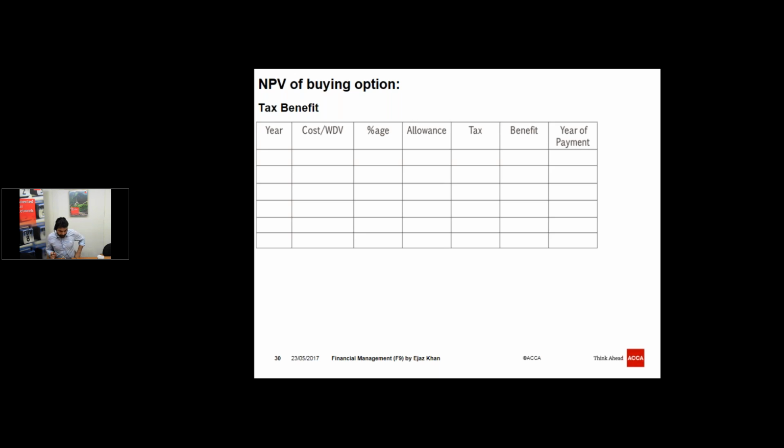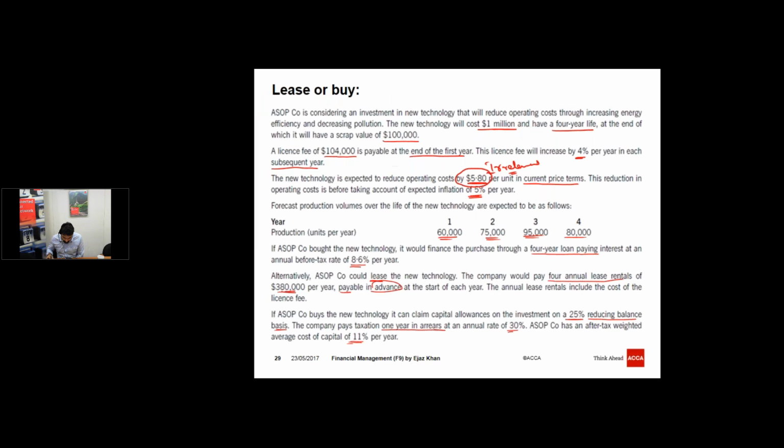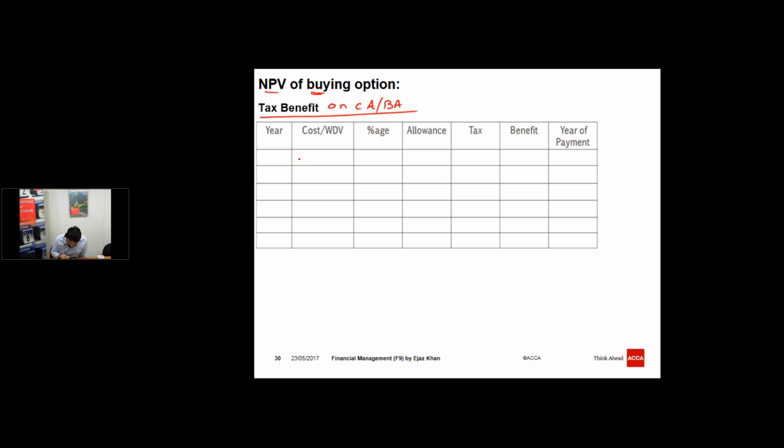First of all, let's take the tax benefit. Since the tax benefit on capital allowance will only be available if the company buys it, we are considering it because we are considering the buying option. What's the cost of machinery? How much does it have to pay for that? It's 1 million. So we'll start with 1 million, at the start of year one.